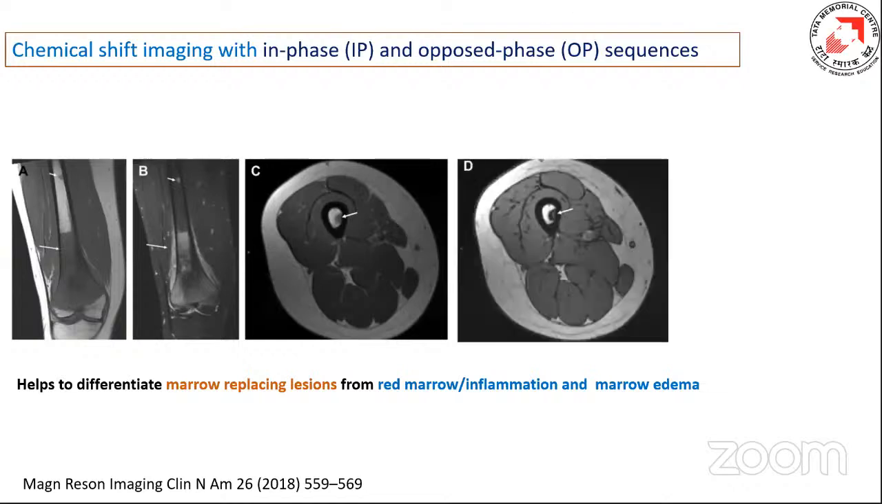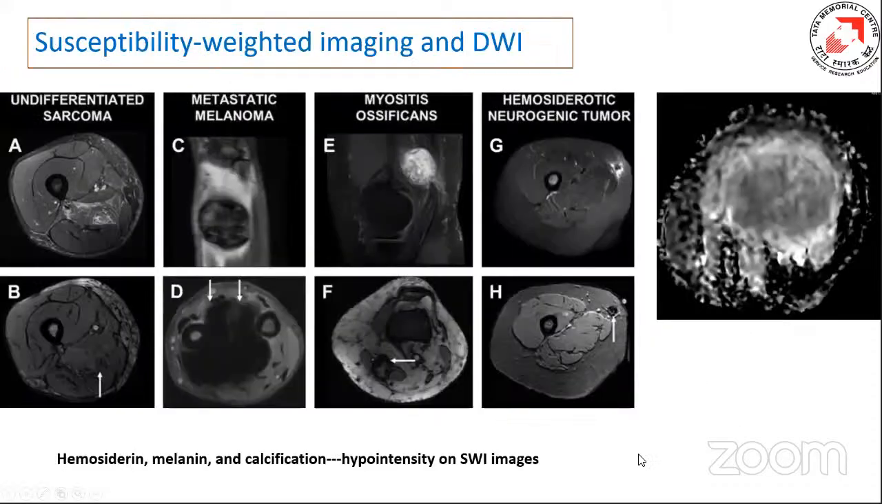Next slide. So you can see the same lesion which shows significant drop. If you see that kind of drop in out-phase images, then it means that the lesion is a marrow-replacing lesion, or it is going to be a skip metastasis in this case. Next slide, please. So we will encounter these marrow replacing lesions very frequently, and we have to decide whether these linear densities or rounded lesions are skip lesions or just routine inflammatory changes.